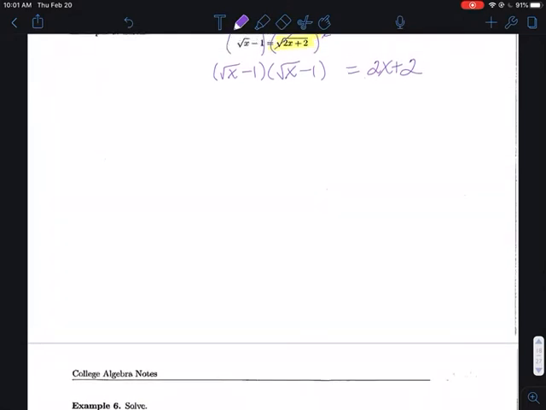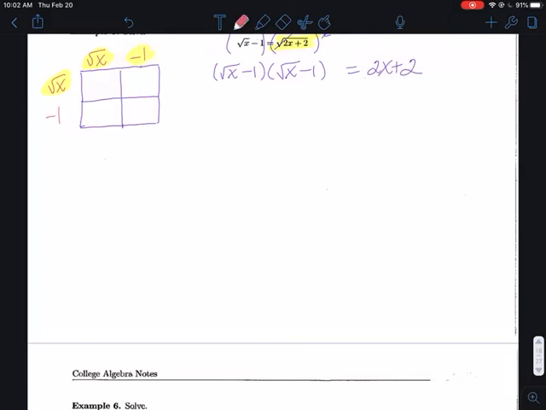Over here, you can use FOIL on the left side. I'm going to use the box method. You can always use the box method. I like the box method because everything is nicely organized and you can work within the boxes. So the square root of x and a negative 1, square root of x, negative 1. The first time, I'm going to multiply everything at the top by the square root of x.